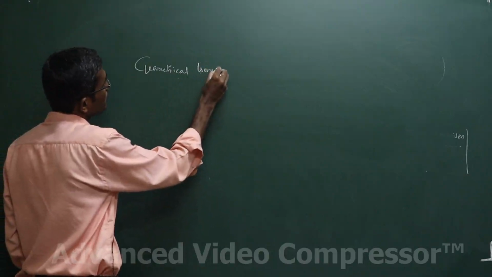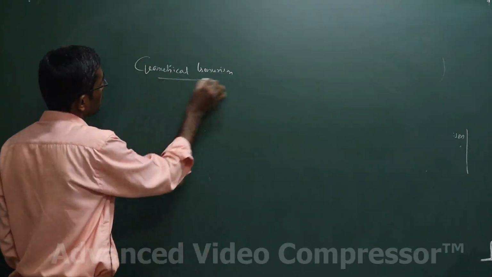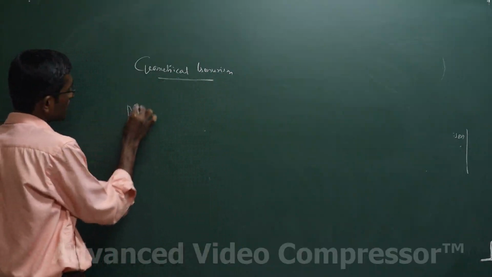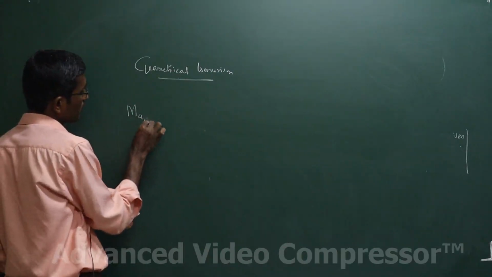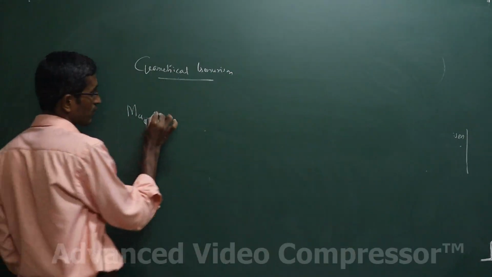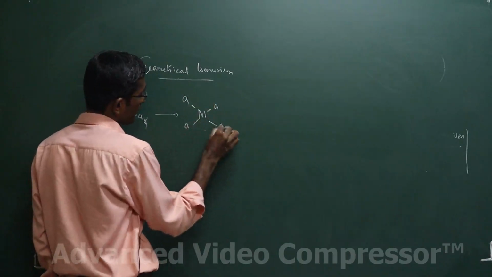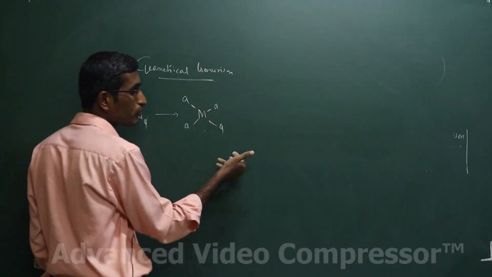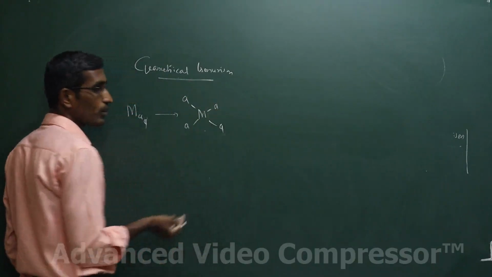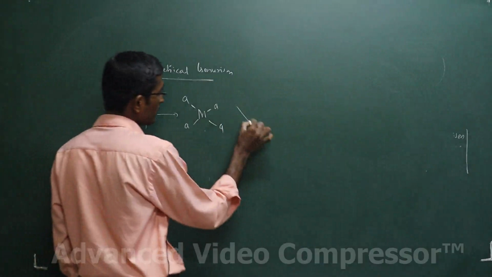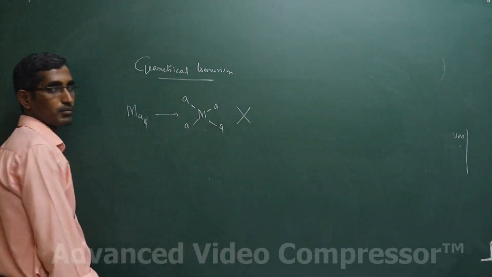Let us take a few of the square planar complexes. For instance, I will take MA4. MA4 is the first square planar complex I am taking. You can write it like this. That means you cannot get one more form. Right? All are same, all the ligands are same. So MA4 will not show geometrical isomerism.